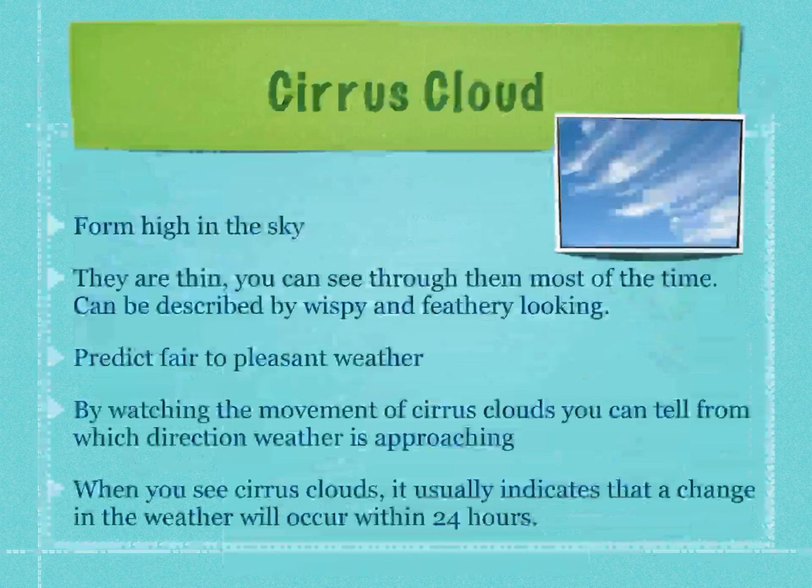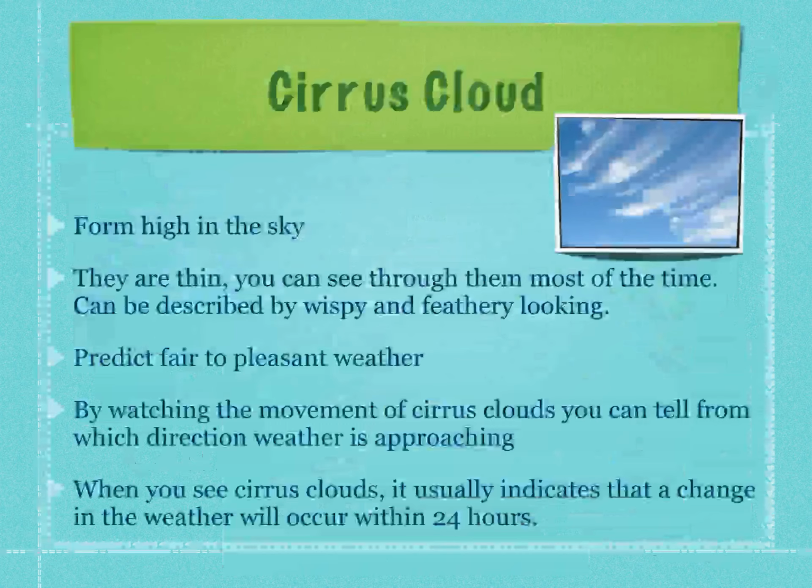And a lot of times, they help predict fair to pleasant weather. So when you see those in the sky, a lot of times people know that fair weather or nice weather is going to be coming. All right, and if you watch the movement of them, so if they're moving from the right to the left, you can tell which direction the weather is approaching from. Okay, so where is the weather coming from? Where are we getting this weather from? Well, you can tell by looking at where the clouds are going and which way they're moving.